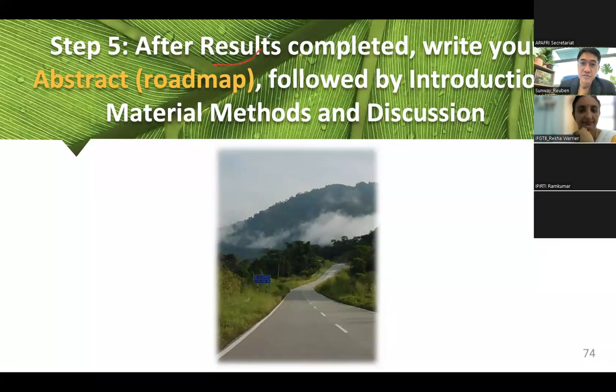Only after you're done with the results and done with your mapping, your outline, then you start writing your abstract. Your abstract should come next, because people say your abstract is like a roadmap guiding your entire paper. And then you go into your introduction, materials and methods, discussion, and references finally. So this is a 5-step process that you might want to consider when it comes to writing papers.